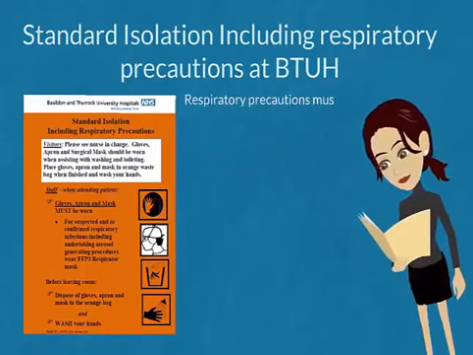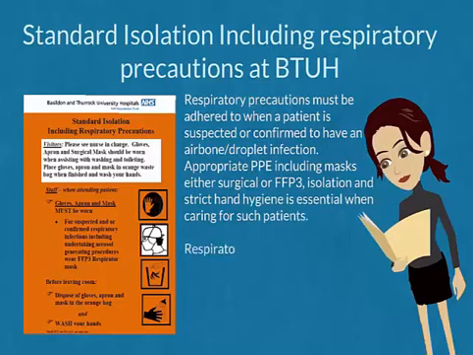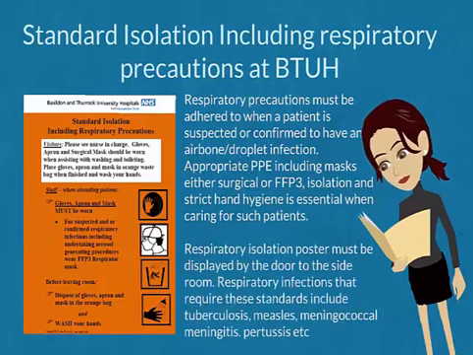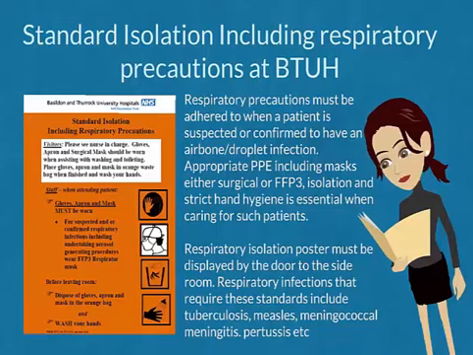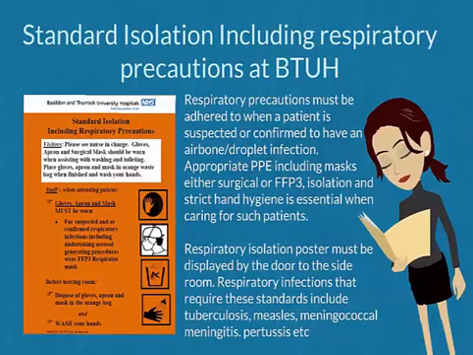At BTUH, the standard isolation, including respiratory precautions, must be adhered to when a patient is suspected or confirmed to have airborne or droplet infection. Appropriate PPE, including masks, either surgical or FFP3, isolation and strict hand hygiene is essential when caring for such patients. These standards include, but are not limited to, tuberculosis, measles, meningococcal meningitis, and pertussis.